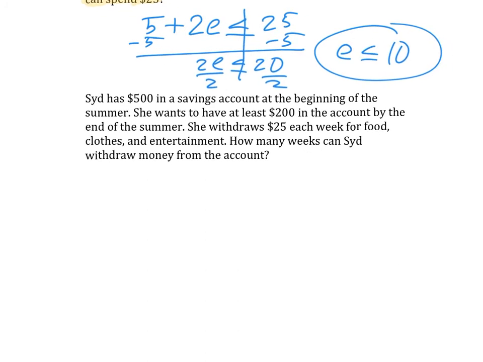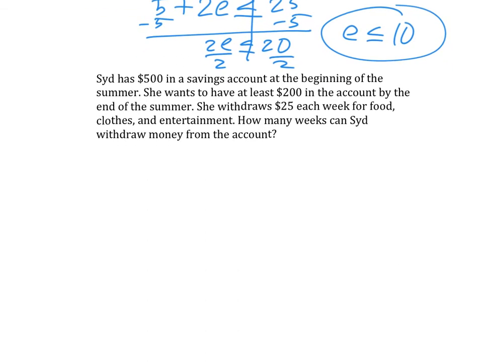Okay, now let's look at this next one. Sid has $500 in a savings account at the beginning of the summer. She wants to have at least $200 in the account by the end of the summer. She withdraws $25 each week for food, clothes, and entertainment. How many weeks can Sid withdraw money from the account? Okay, well, she starts with $500, so we know we have a 500. She wants to have at least 200 at the end, so we can come back to that in a little bit. She withdraws $25 each week.